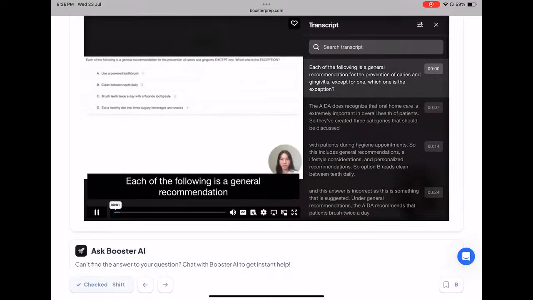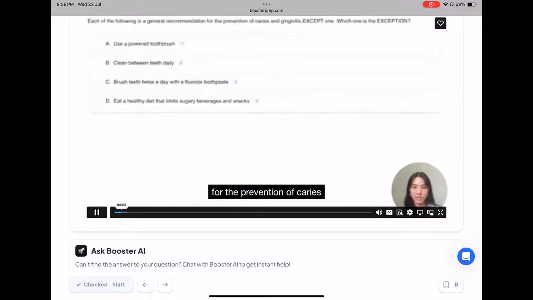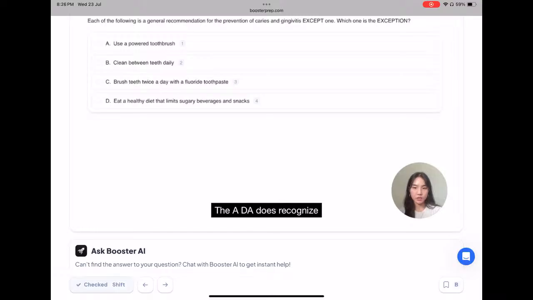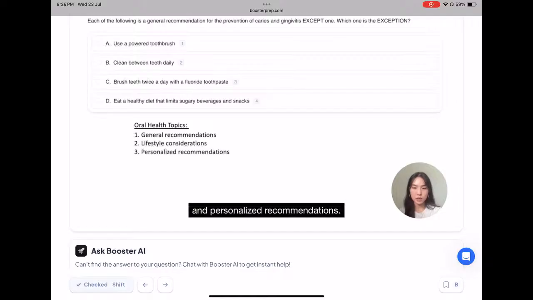Each of the following is a general recommendation for the prevention of caries and gingivitis except for one. Which one is the exception? The ADA does recognize that oral home care is extremely important in the overall health of patients, so they have created 3 categories that should be discussed with patients during hygiene appointments. So this includes general recommendations, lifestyle considerations, and personalized recommendations.